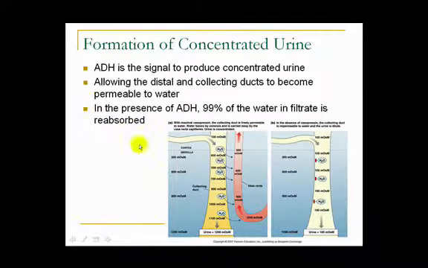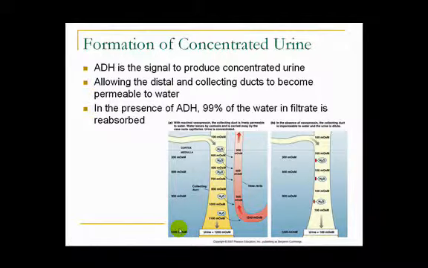So as it moves down, water is going to move out towards its lower concentration gradient. Because as the interstitial fluid gets more concentrated, more and more water is going to move out until, if you make that duct very permeable, your urine can get to about 1200 milliosmoles, because that's the highest concentration of the interstitial fluid.